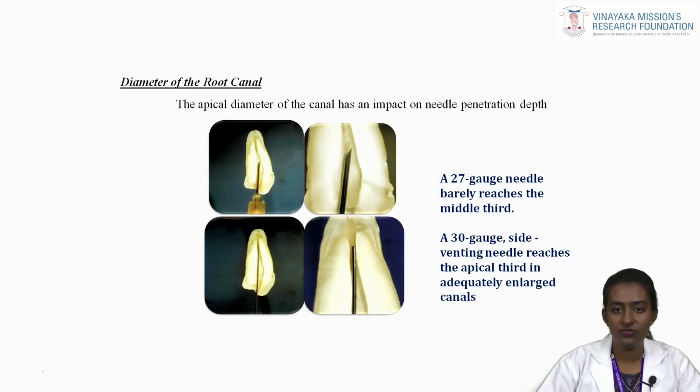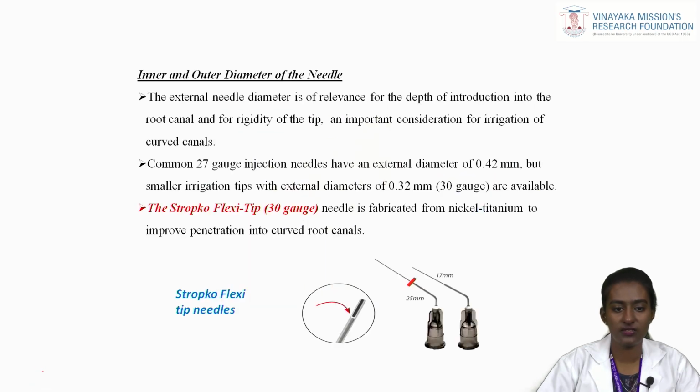Next is the diameter of the root canal. The apical diameter of the root canal also has an impact on the needle penetration depth. Basically, a 27 gauge needle barely reaches the middle third, whereas if you use a 30 gauge side-venting needle, you can even reach the apical end in adequately enlarged canals.